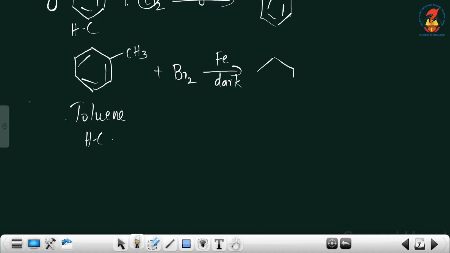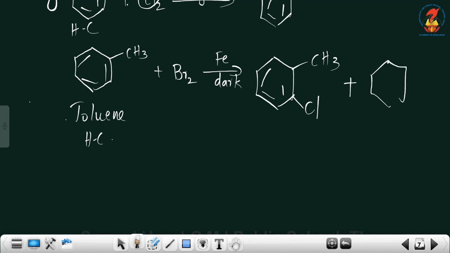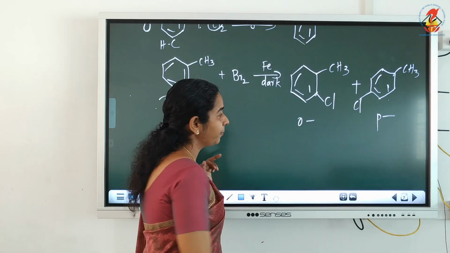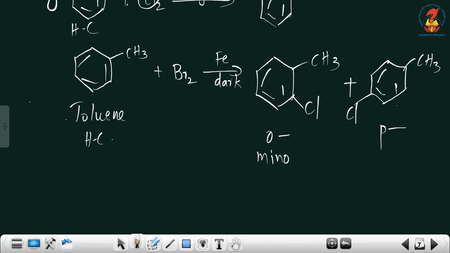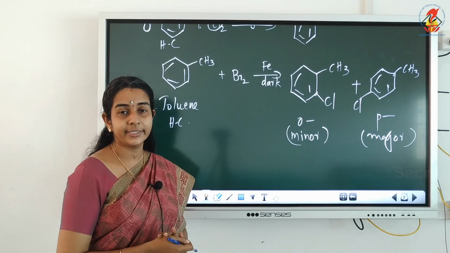So the product will be: chlorine will be introduced to the ortho position, so orthochlorotoluene, and the second possibility is chlorine will be introduced to the para position. This is the ortho isomer and this is the para isomer, and we know that the ortho will be the minor one and the para will be the major one, and we are getting aryl halides, isn't it?